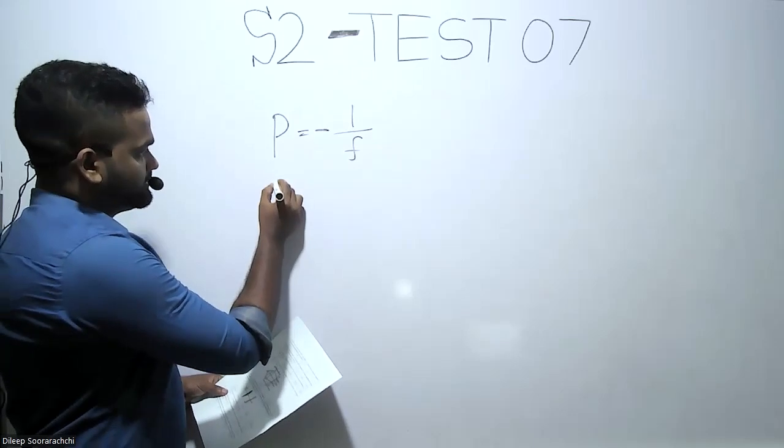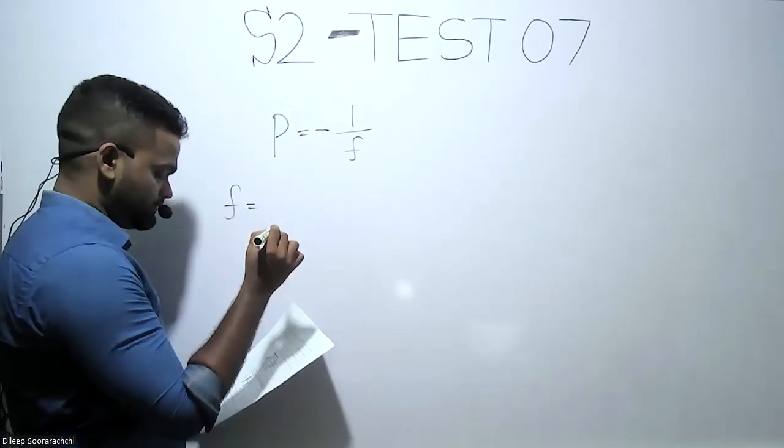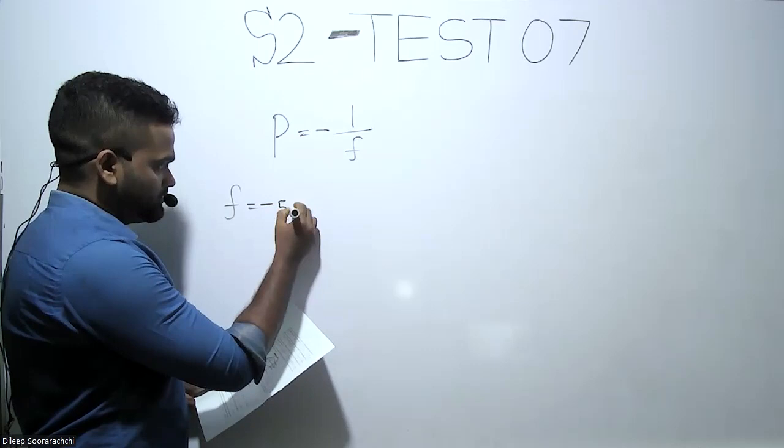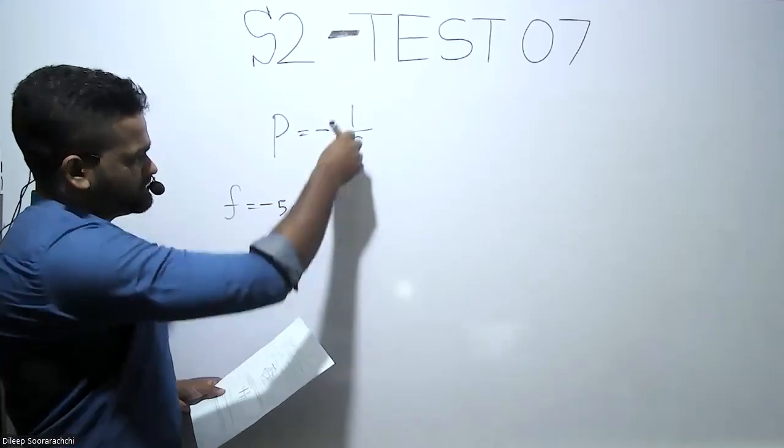So this is a convex lens. Since it is a convex lens, focal length is a minus value. So minus 50. Just substitute it here.